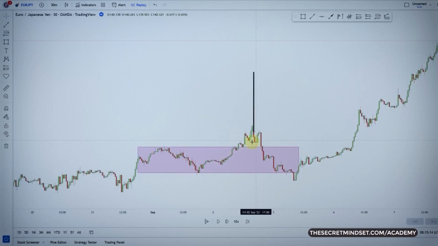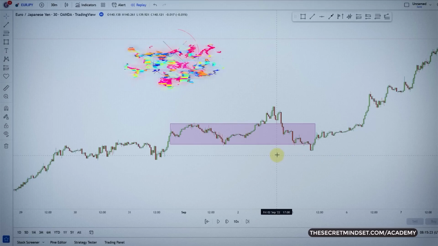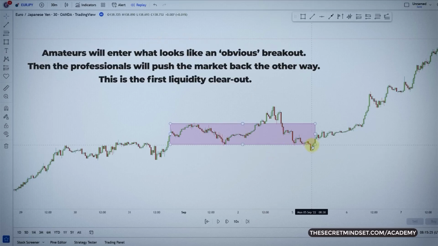So firstly, price will break a swing high, but it then quickly reverses, deceiving all buyers who took the bait of the breakout. It's often the case that amateurs will enter what looks like an obvious breakout. Then the professionals will push the market back the other way. This is the first liquidity clear-out.